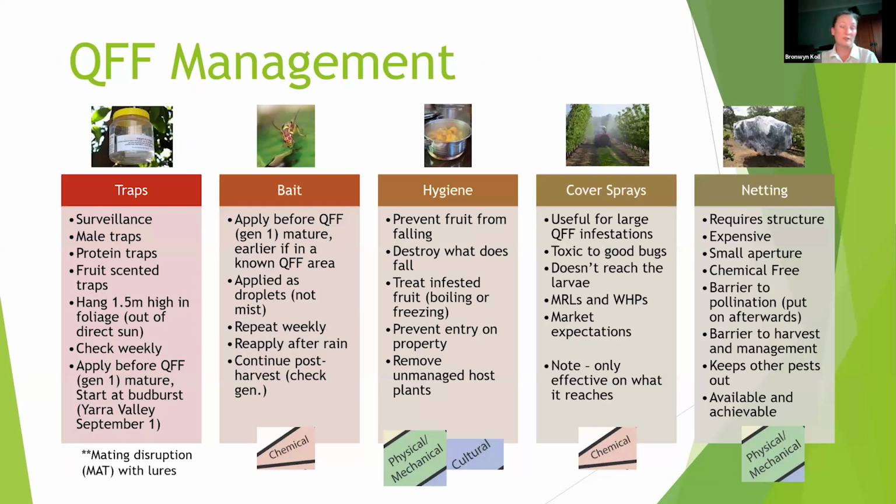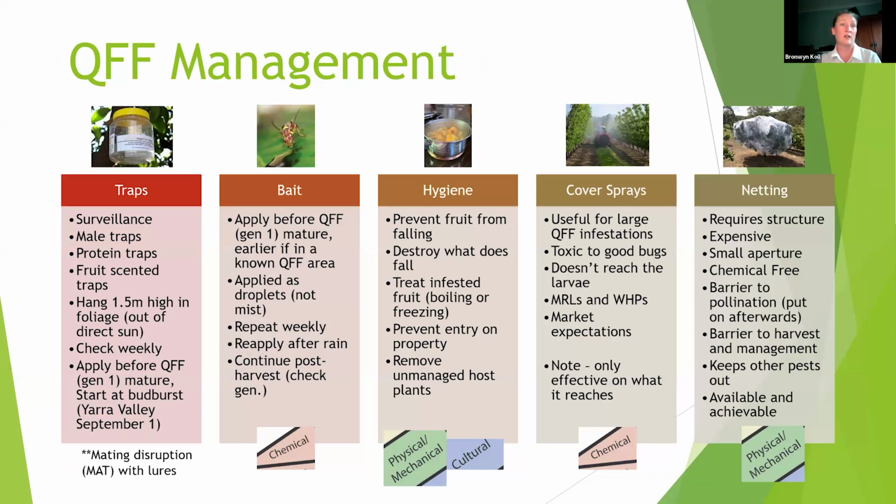So we're getting close to the end now. I am aware that it is 8 o'clock, but this is a bit of a summary. So traps are used mainly for surveillance. There are different types of fruit fly traps to target different parts of the fruit fly population. They're hung in a tree about 1.5 meters high out of the direct sunlight, and they need to be checked so that you can watch those trends in that fruit fly population that's around you.